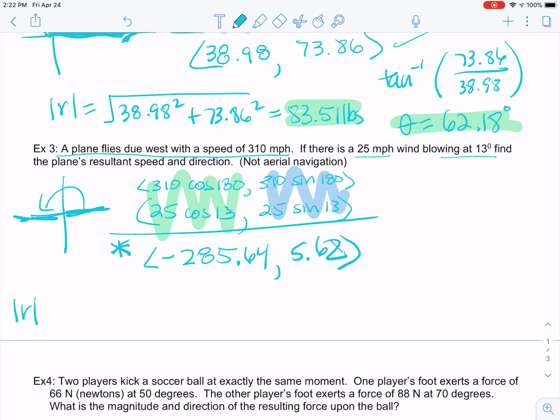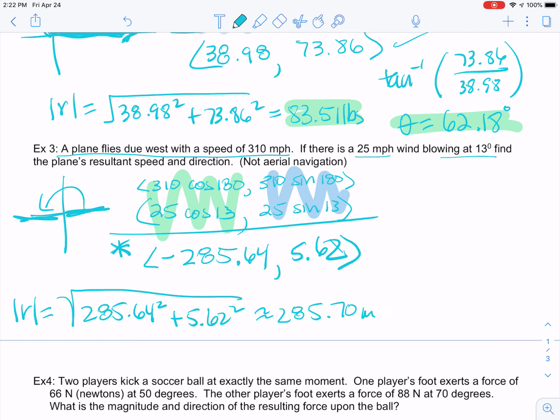So that's the speed of the plane, the result. The plane's going, but the wind is pushing it off course just a little bit. So I do the square root of 285.64 squared plus 5.62 squared. I don't worry about the negative because it would always go away. Okay, and that's approximately 285.70 miles per hour. It was set at 310, but the wind is slowing it down, okay?